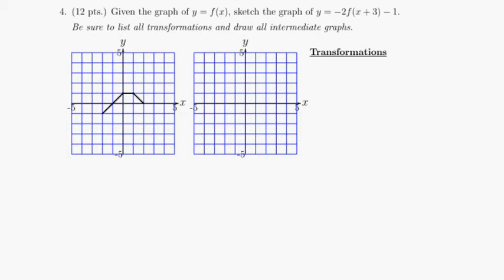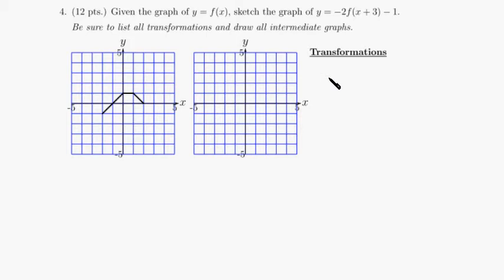Okay, let's look at exam 1A, problem number 4. We have the graph of the original function f of x given. There's no formula. We want to sketch the graph of y equals -2 f of x plus 3, minus 1 at the end. So we just need to apply a bunch of transformations to this graph. Let's do that.